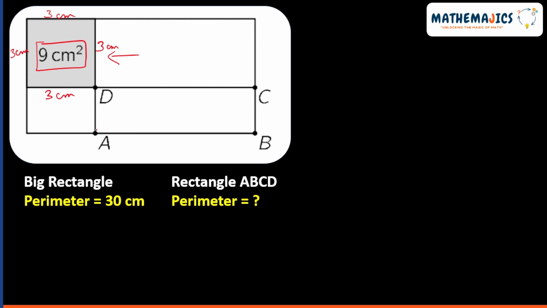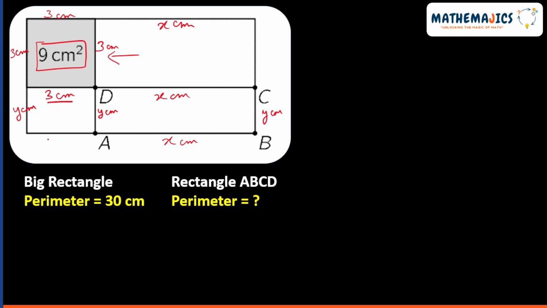Now for this small rectangle ABCD, I am assuming the length AB as x centimeter. So if this is x centimeter, this is also x centimeter, this is also x centimeter. Now BC, the width of small rectangle ABCD, I am assuming the width as y centimeter. If this is y centimeter, this is also y centimeter, this is also y centimeter.